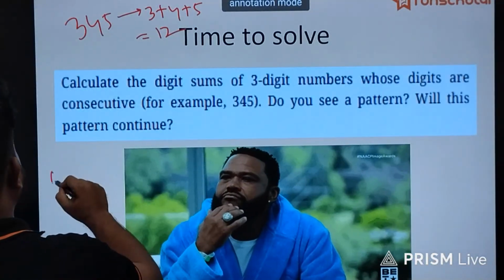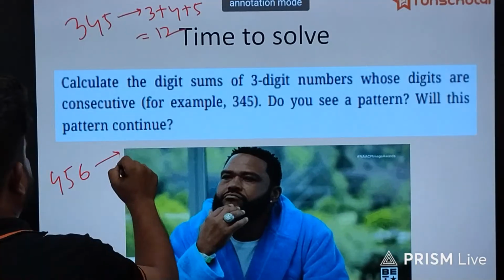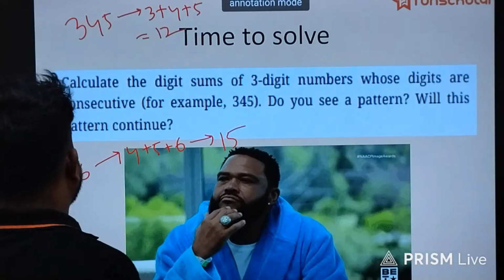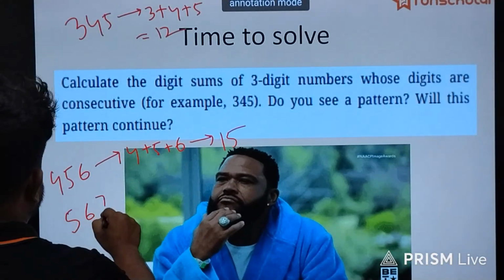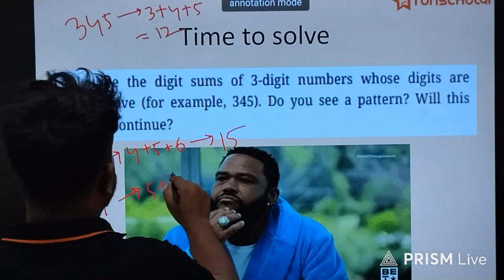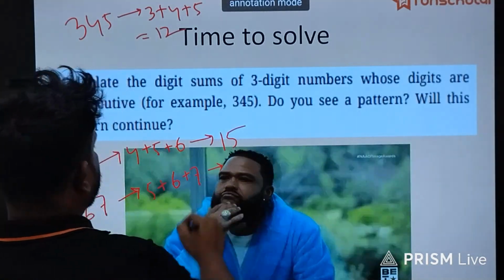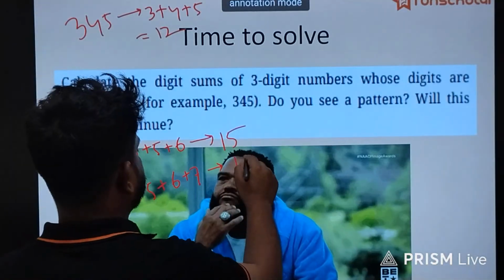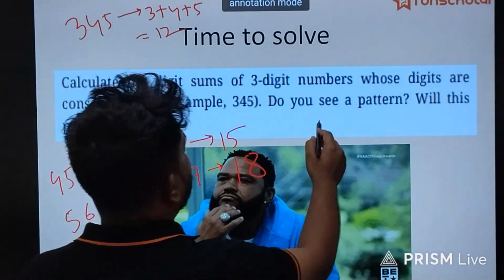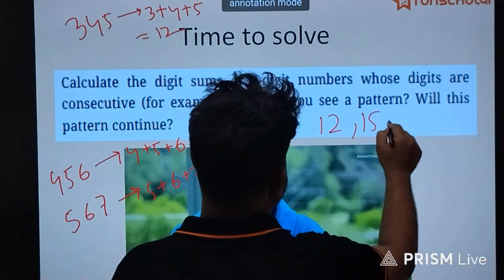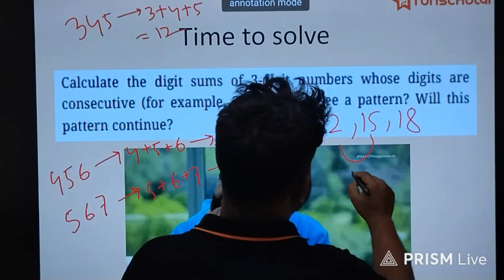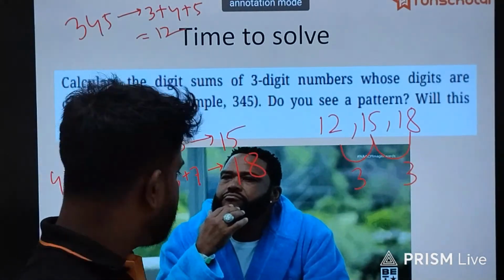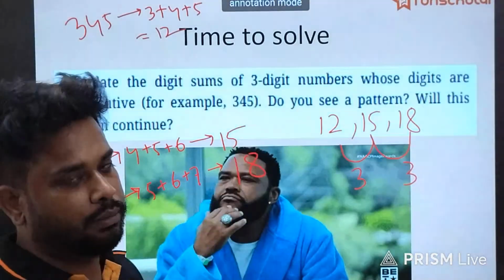If I take another one, that is 4, 5, 6, the digit sum will be 4 plus 5 plus 6, 15. Now take 5, 6, 7. It will be 5 plus 6 plus 7, so we end up getting 18. So you can see the pattern. That pattern is following 12, 15 and 18. That means it has a difference of 3 between all of them. Okay, so this is the pattern they were talking about.